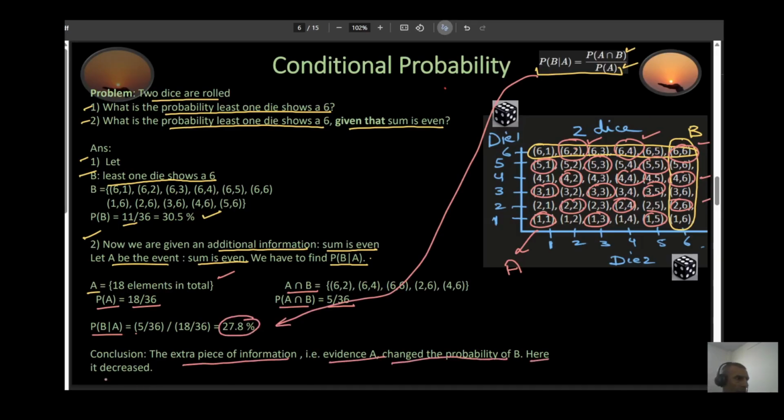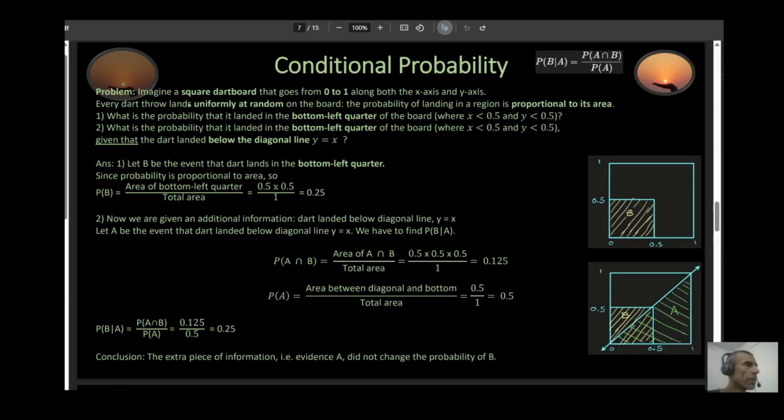Here, it actually decreased. Imagine a square dartboard that goes from 0 to 1 along both the x-axis and y-axis. So this is your square dartboard that goes from 0 to 1 along the x-axis and 0 to 1 along the y-axis. This is your visual representation. Every dart that you throw lands uniformly at random on the board. In other words, the probability of landing in a region is proportional to its area.